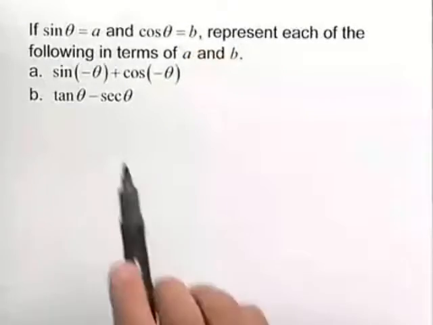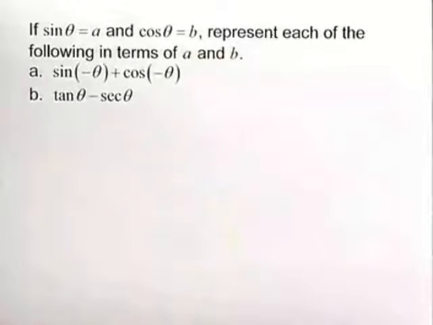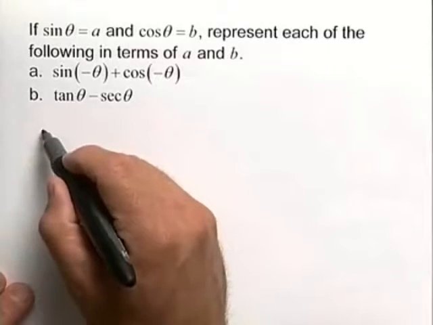Consider the following trig problem. Here we're given that the sine of theta is equal to A, the cosine of that same theta is equal to B. We want to represent each of the following in terms of A and B. All right, let's look at A.